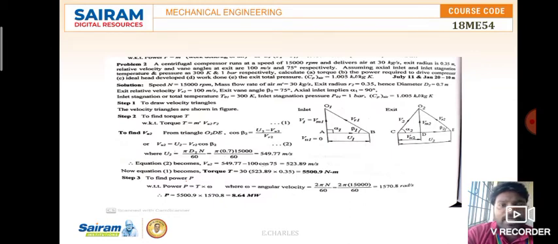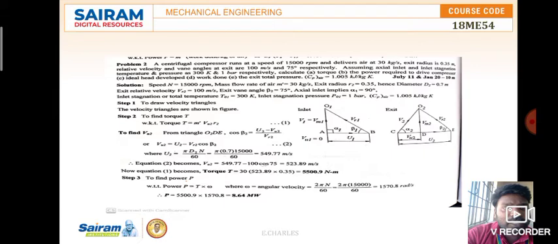Now we'll write down the data. Speed is 15,000 rpm and mass flow rate is 30 kg per second. Exit radius R2 is equal to 0.35 meters. Relative velocity VR2 is 100 meters per second, and 75 degrees is the blade angle beta 2 at exit. Axial inlet implies alpha 1 is equal to 90 degrees. Inlet stagnation temperature T01 is 300 Kelvin, inlet stagnation pressure P01 is 1 bar, and Cp of air is 1.005 kilojoules per kg Kelvin. The velocity triangles are shown in the figure. We know how to draw the inlet and outlet triangles of centrifugal compressors.